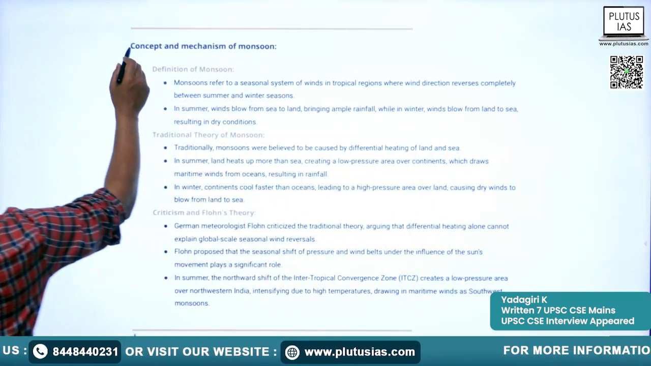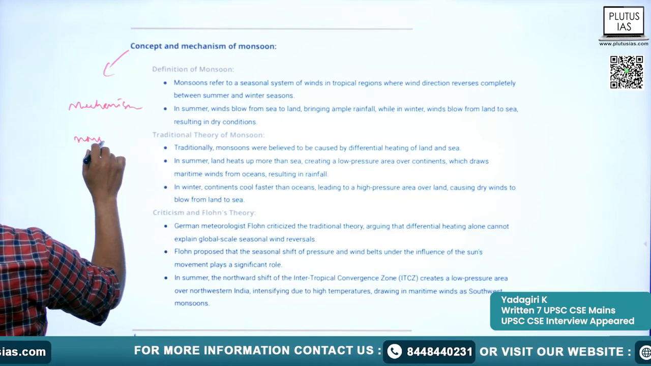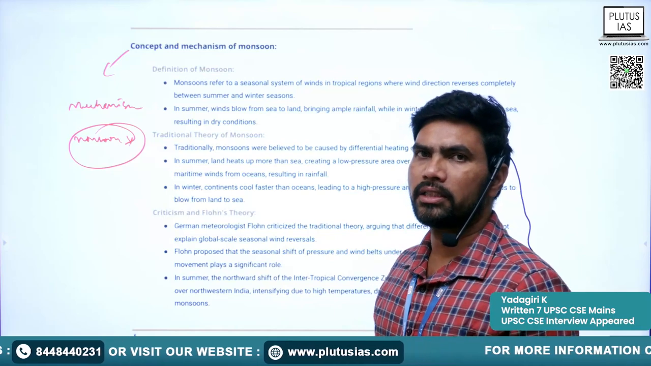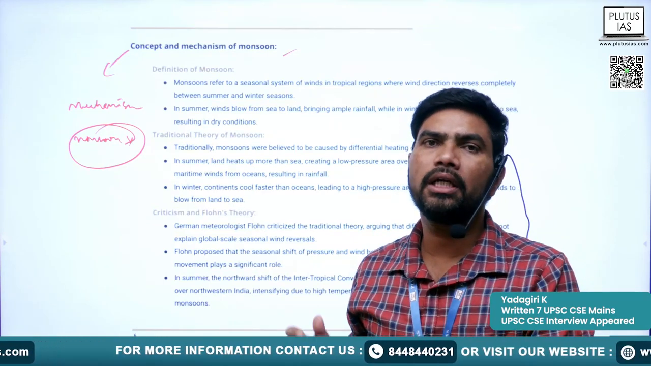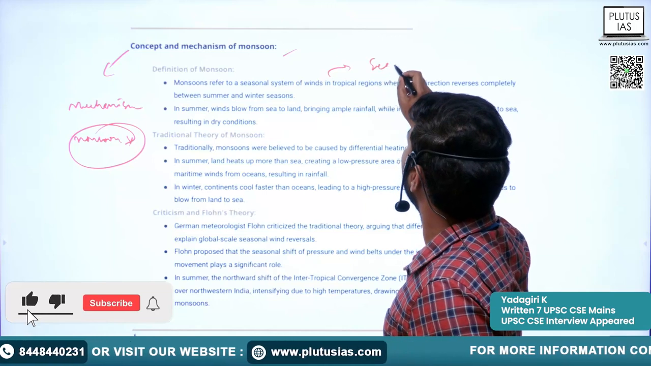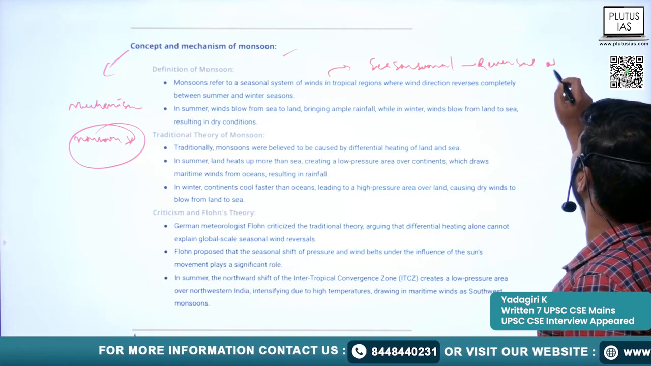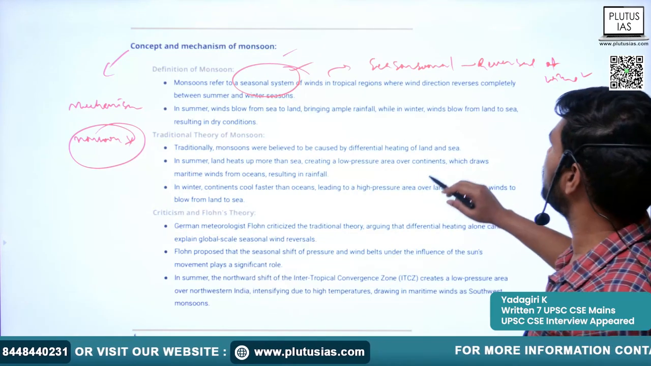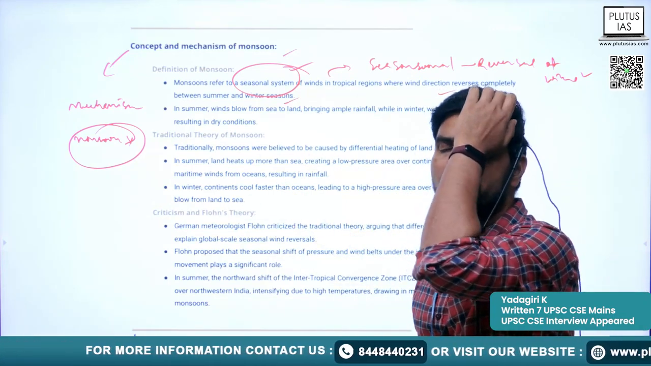So before studying the climatic seasons, we also have to understand the mechanism of monsoons, right? Because monsoons play a predominant role in the climate of India, we can define or understand better the climatic condition of India by understanding the monsoons. Because of this reason, we have to study the concept of monsoon in some detail. If you see the definition, the monsoon is seasonal reversal of wind. It refers to the seasonal system of winds in tropical regions, and the wind direction reverses completely between the summer and winter. So monsoon can be defined as seasonal reversal of wind.